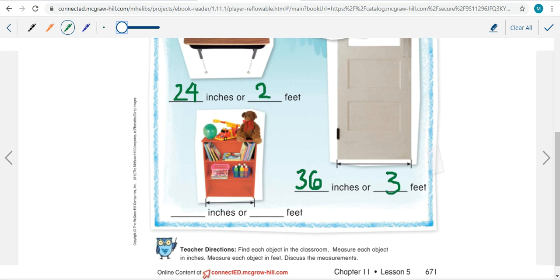Now, let's measure this one. This one is smaller than the door. So maybe we can estimate that this object is 24 inches or 2 feet. Why? Because 12 plus 12 is equal to 24. 1 foot is equal to 12 inches. Turn your page, please.